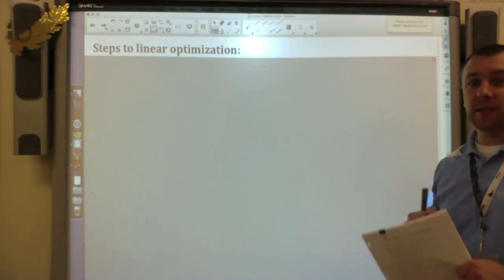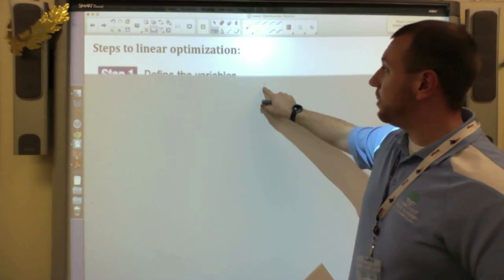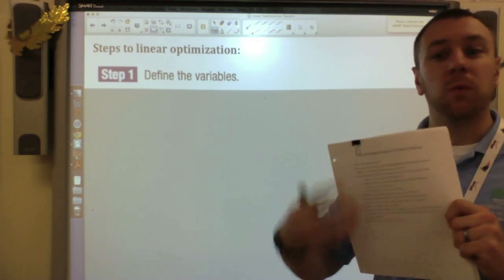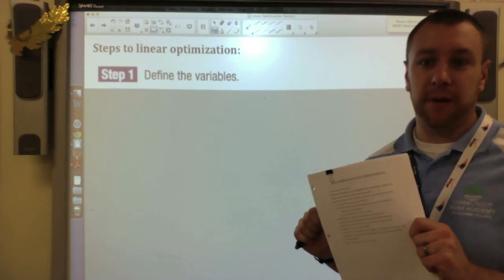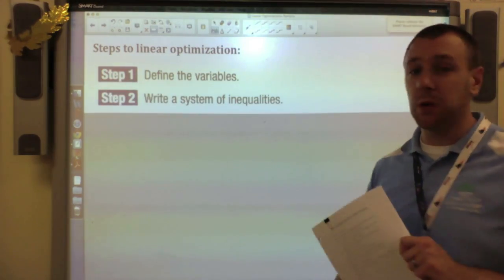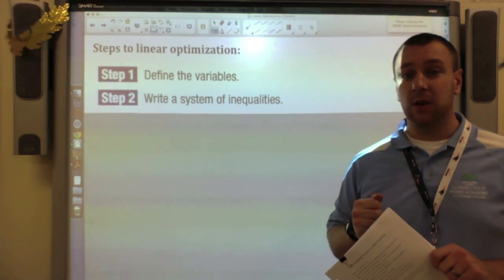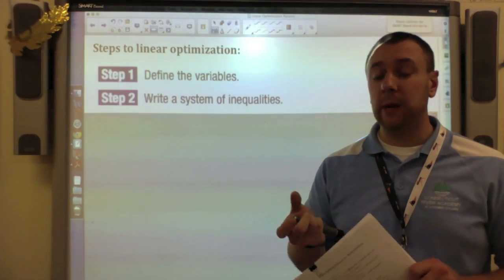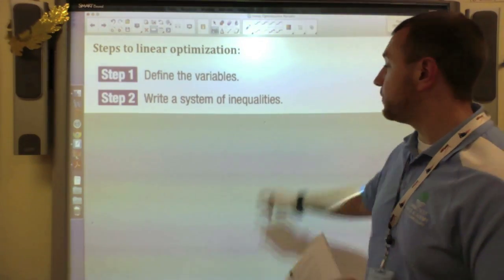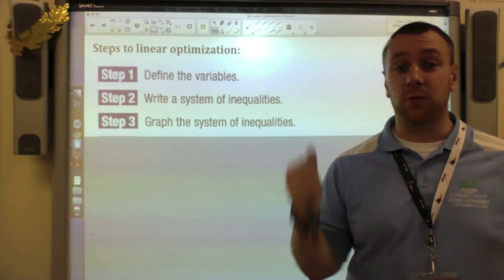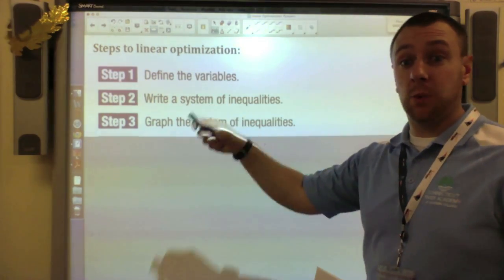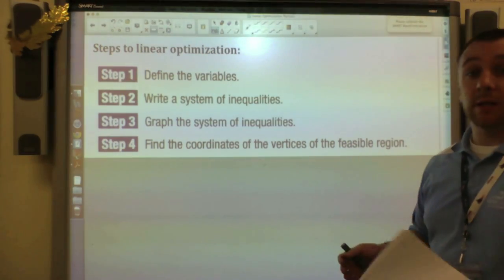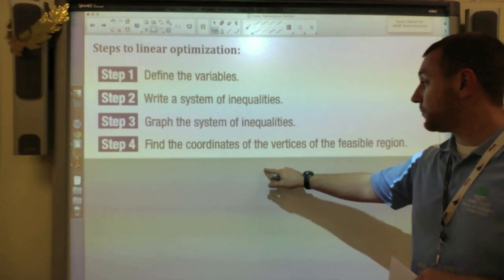So, steps to linear optimization. The first step is to define the variables, and it's right in here. We're going to go through this process, and it's going to help you define the variables. Step 2, we're going to write a system of inequalities. That is the key. We've been practicing it for a while with equations. Now we're going to write some inequalities. Step 3, we graph the system of inequalities, just like Tier 1. We then find the vertices, so we find where it's shaded, and we find the vertices for it.